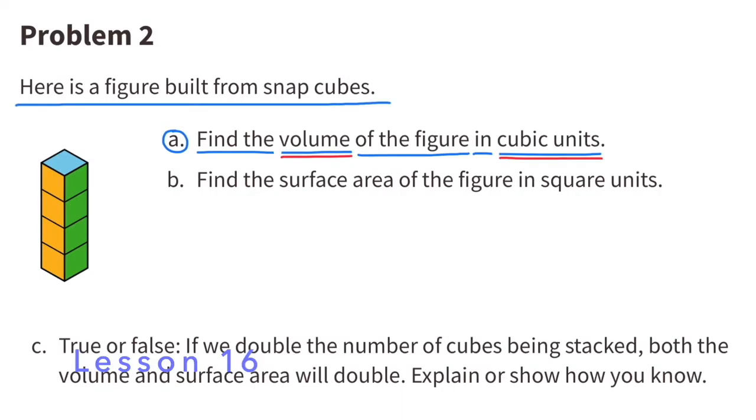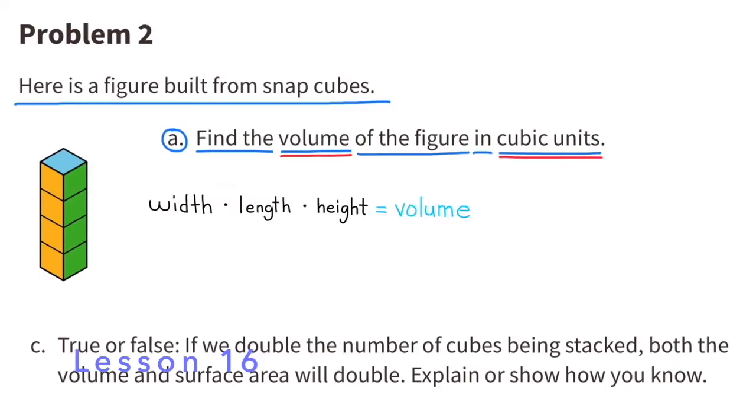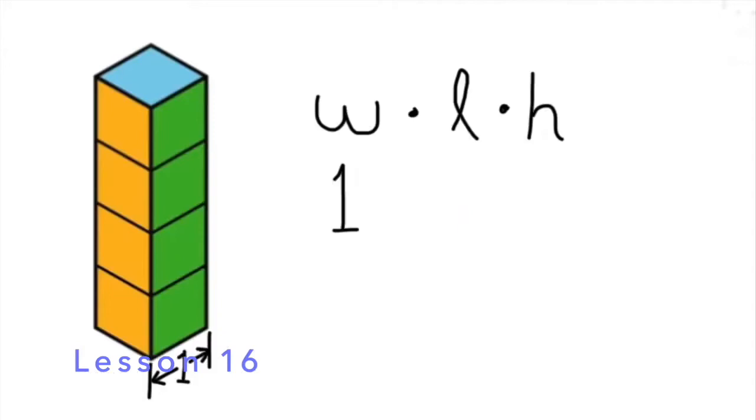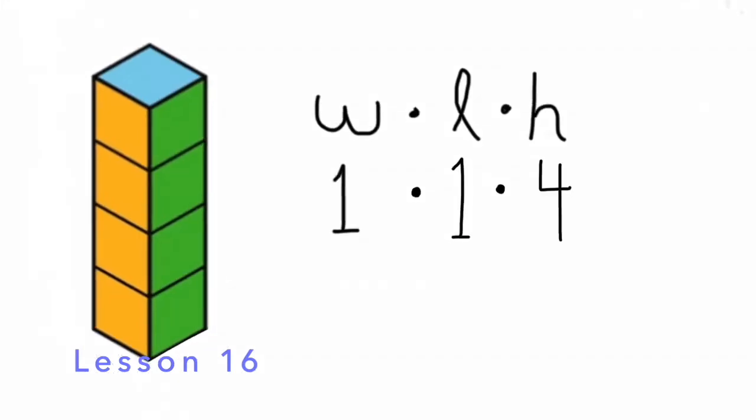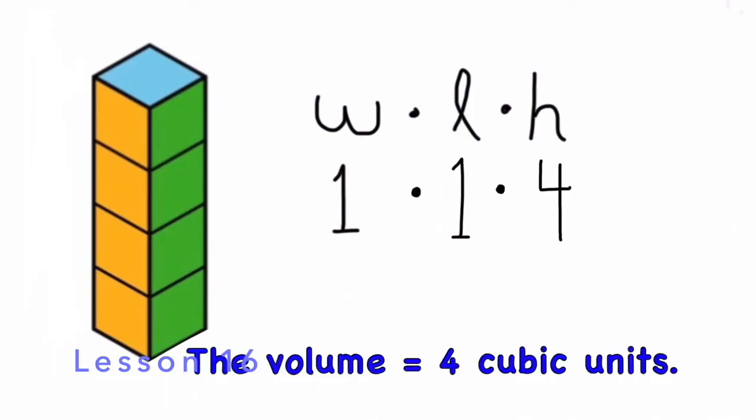So we can tell just by looking that there's 4 cubes. So the answer is going to be 4 cubic units. However, we can multiply the width times the length times the height to get the volume. The width is 1 unit, the length is 1 unit, and the height is 4 units. 1 times 4 equals 4 cubic units. The volume of this figure is 4 cubic units.